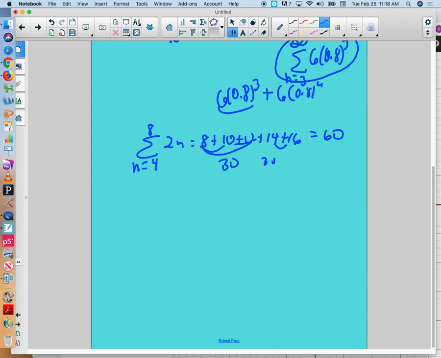If I use the formula, I'm going to say a sub 1 is 8 over 1 minus, sorry, it's not infinite. I'm going to say a sub 1 is the first term in this sequence. I just started counting at 4, but I'm going to call that a sub 1. And then I'm going to say 1 minus the ratio, which is 2 to the 5th power over 1 minus 2.